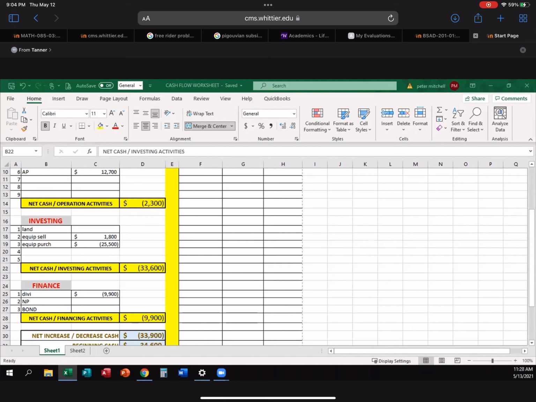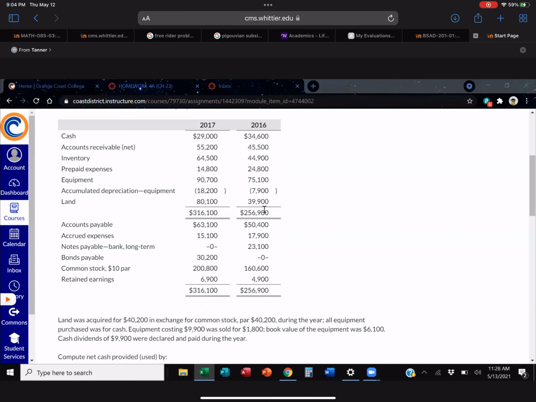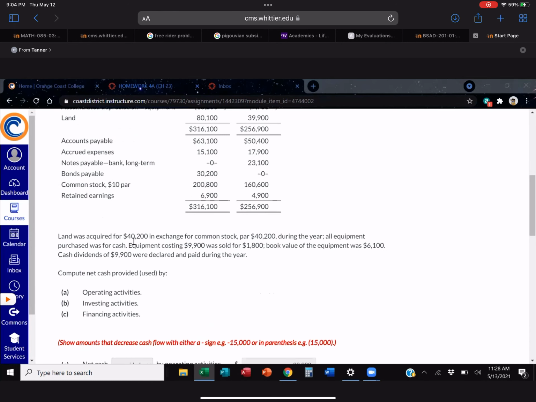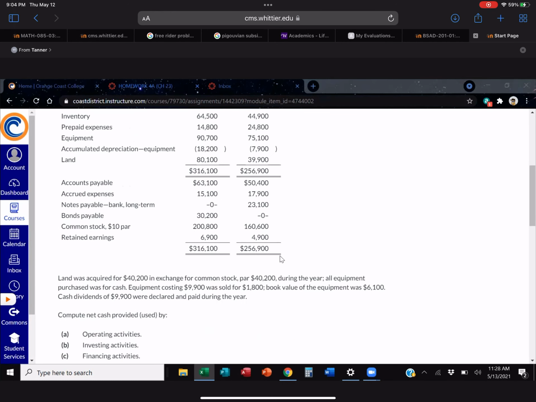Okay, so let's do land. Land started here. Oh, wait a minute. Land was acquired, and it had nothing to do with cash. So forget that, that doesn't go. That can go in our notes at the bottom, but not into the statement itself. So that's a 0. All right, nice.